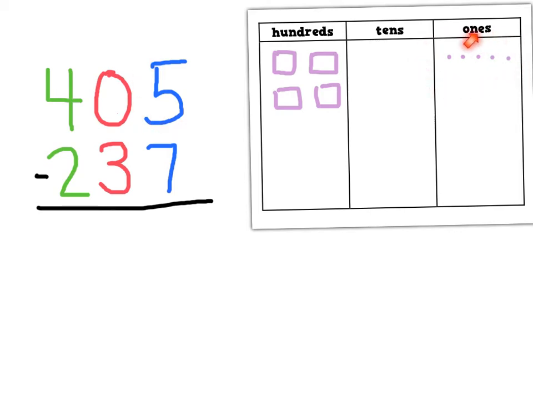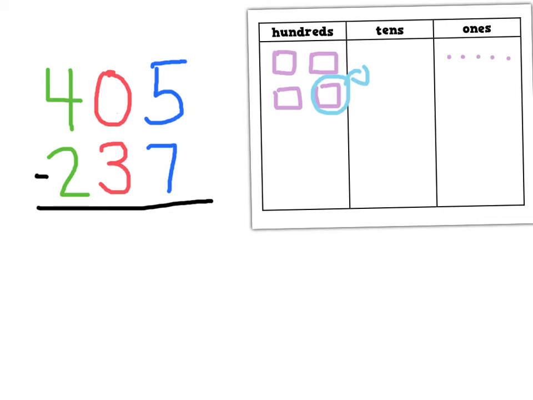I have 5 ones. Can I take 7 ones away? No, I can't. That means I have to go next door to the tens. I have 0 tens. I have nothing to regroup, which means I must go over once again to the hundreds place. I'm going to have to take 100 and move it to the tens. Let's move that 100 flat into the tens.